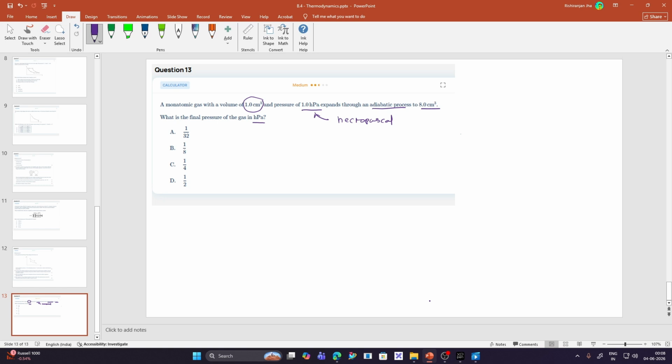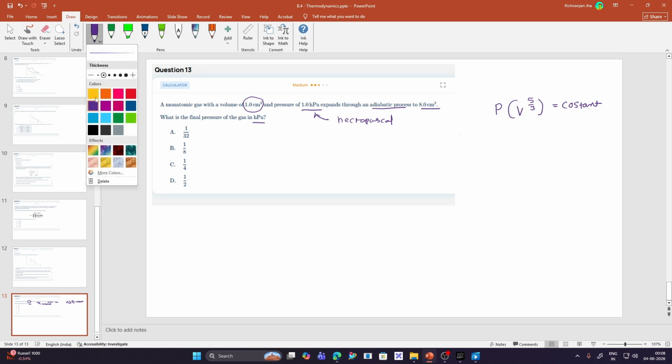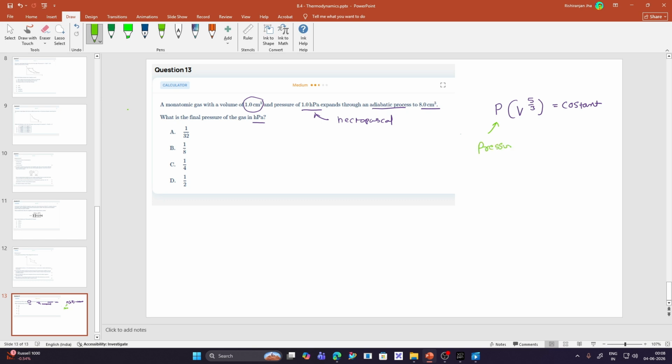So we have the equation to solve, to find the pressure of a gas in hectopascal. The equation is given by P times volume raised to 5 by 3 is equal to constant. Let's define the terms. Here P indicates pressure, while V indicates volume, and this is constant as you are aware.